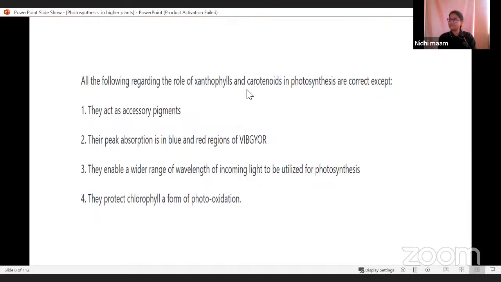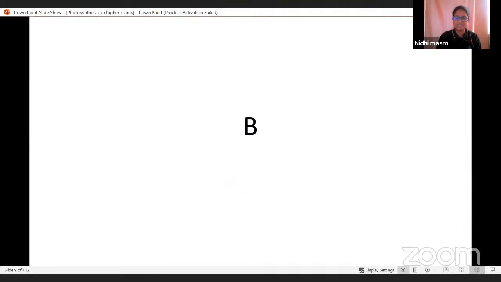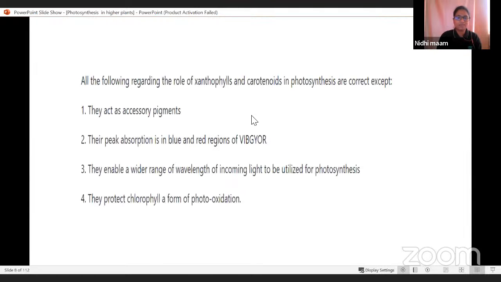So the quick response is given by Shradap Tolagi from YouTube, Madan Nayak, Bhuvan, Shashank, yes, Sharat. So the confusion is between option 2 and option 4, that is option B and option D. So the right answer is here option B. Their peak absorption is in blue and red region. That is the right answer.